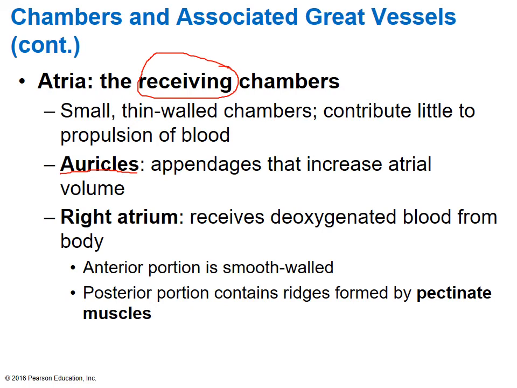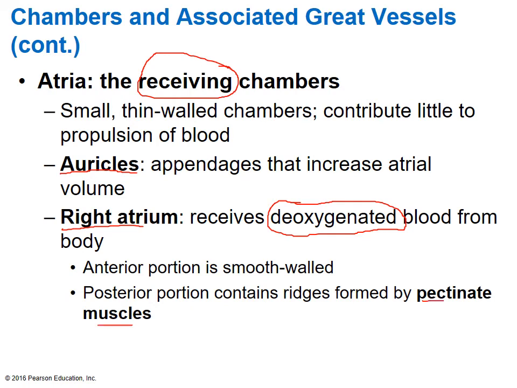Now, there's definitely a difference between the right atrium and the left atrium. On your notes, you're going to notice that it says the right atrium. Remember, right is all about pulmonary circulation. The right atrium is going to be receiving deoxygenated blood from the body, so it's receiving the blood mostly from veins. This blood is going to be low in oxygen and high in carbon dioxide. As it's entering into the right atrium, we're going to see that it is mostly smooth-walled on the inside, but it does have these little ridges that we like to call pectinate muscle.